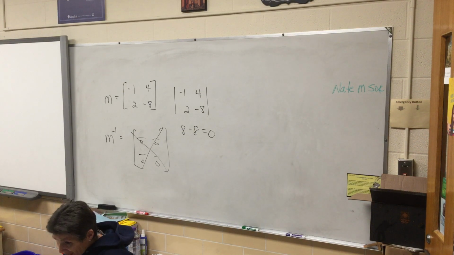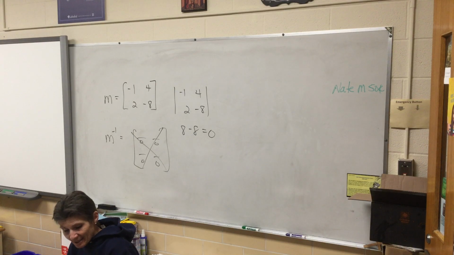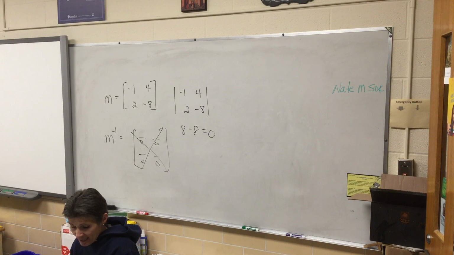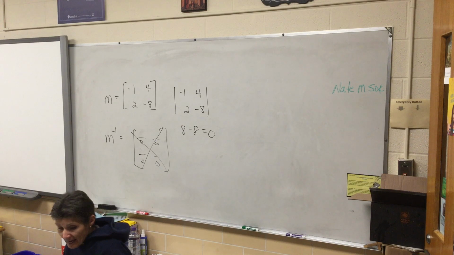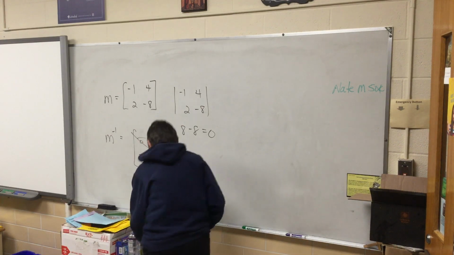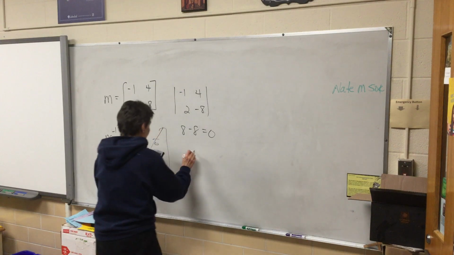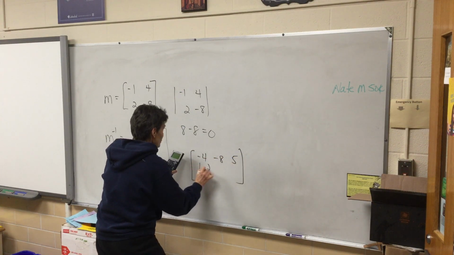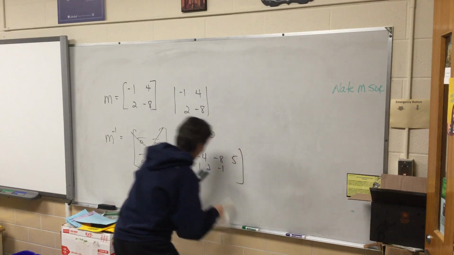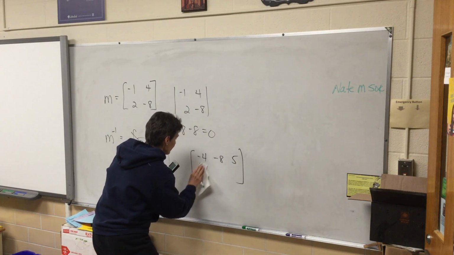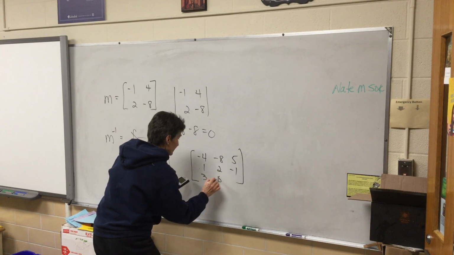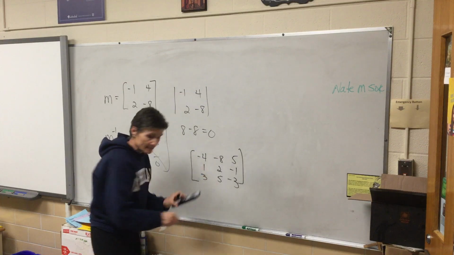The matrix button, if you don't press second, is your inverse button. It's x to the negative first. So press that button, and then enter, and it gives you the matrix. The inverse matrix is -4, -8, 5, 1, 2, negative, oh, I don't have those lined up very well. 1, 2, -1, and 3, 5, -3. Did everybody get that?